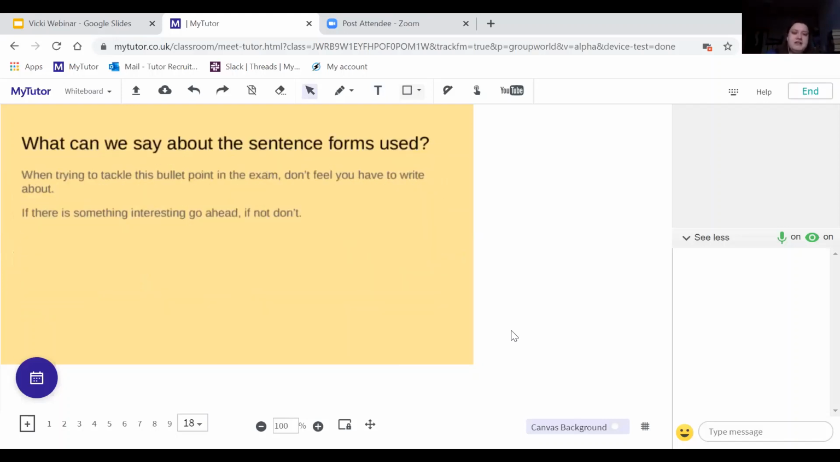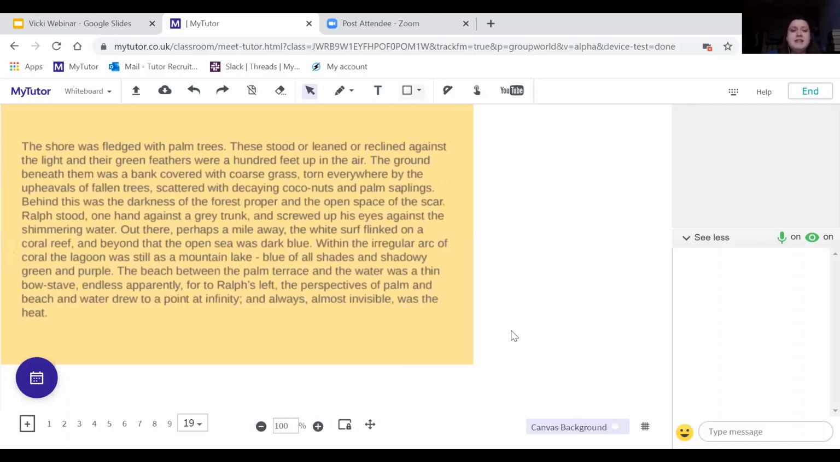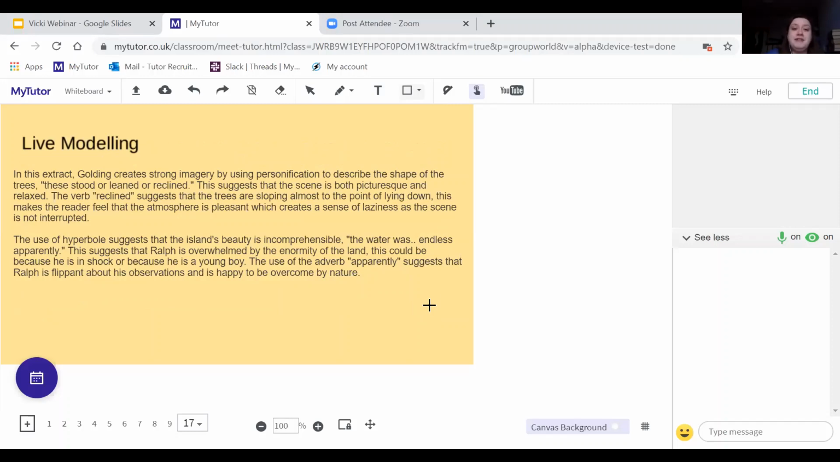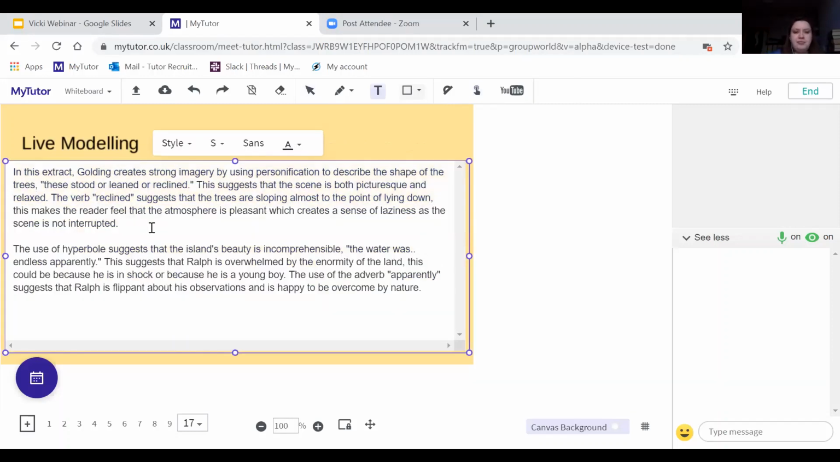So what can we say about sentence forms? So we've got simple, compound or complex. Now there isn't anything particularly interesting in terms of a big difference. So we've got a simple sentence here, but generally they're complex sentences. Now what I think is interesting, and why I've said I'm going to return, is the use of what was it, stood or leaned or reclined, which is quite an odd phrase. Usually we would say stood, comma, leaned or reclined.